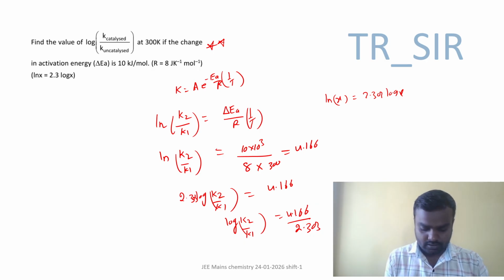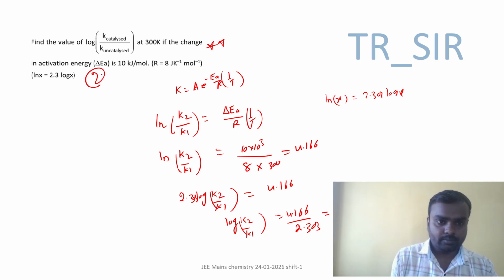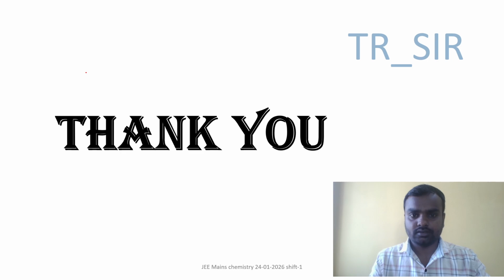You're getting 1.8 approximately. That means you can take the nearest integer, which is 2. So the answer will be 2 for this question.